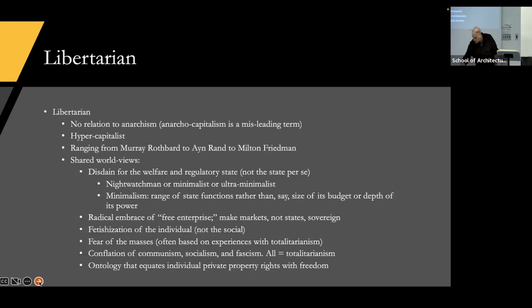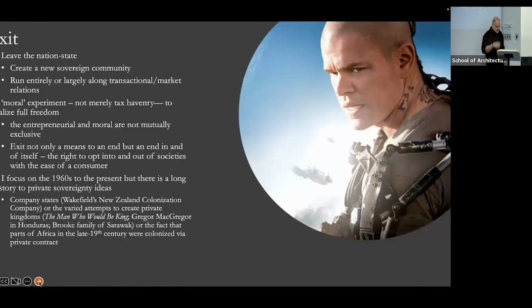Okay. What do I mean by exit when I talk about exit strategies? These are individuals who want to leave the nation state. They want to create a new sovereign community. I tried to emphasize at the beginning the meaning of sovereignty there, and to have it run entirely or largely along transactional market relations of some form. So everything in some form or another, with some exceptions, again, there's variation amongst the individuals, would be run through kinds of signed contract.